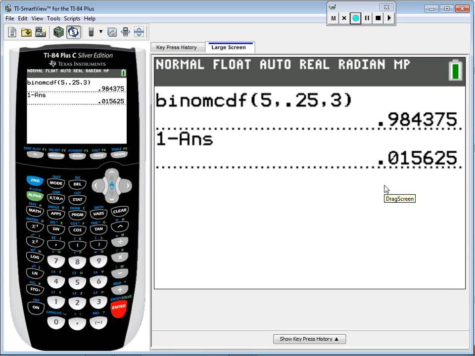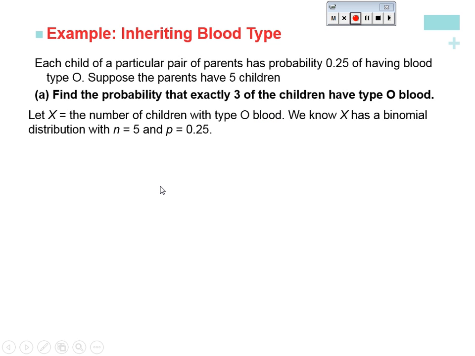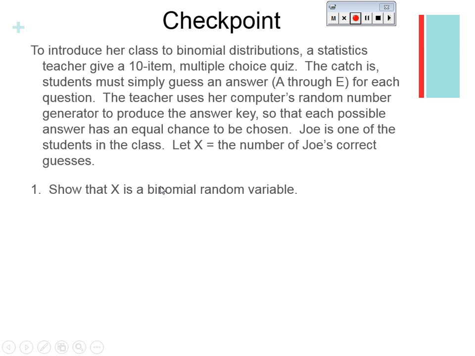So that's just something that I need to do when it asks for a more than or greater than problem, because the binomial CDF only measures less than a given point. So those are some different things involving the calculator with the binomial PDF and the binomial CDF.